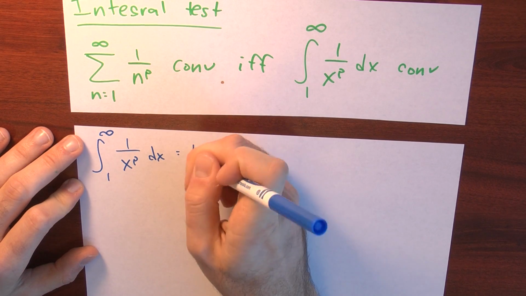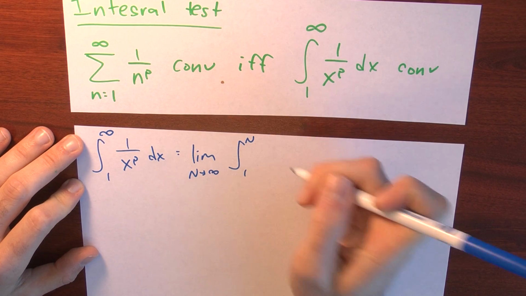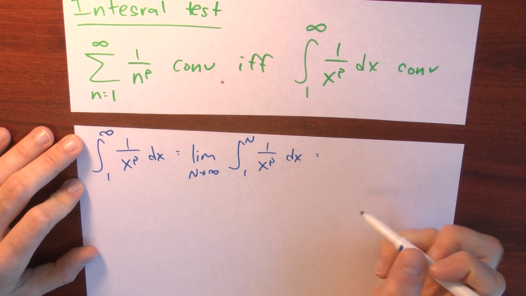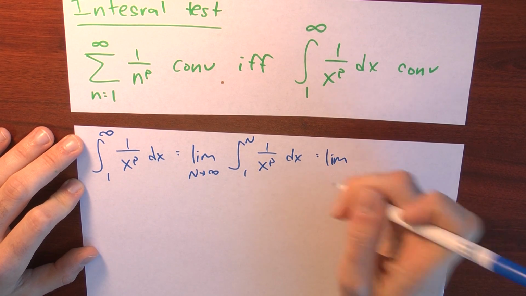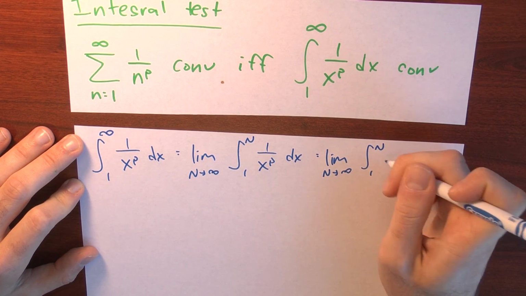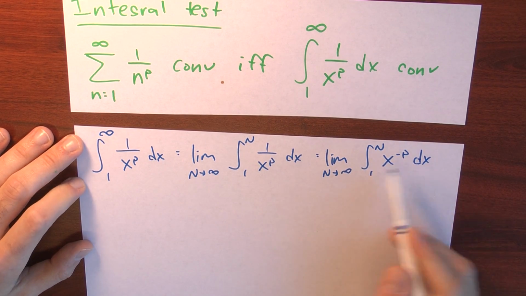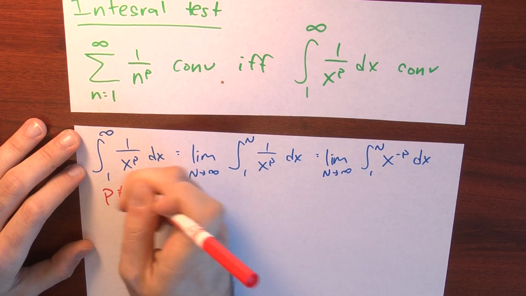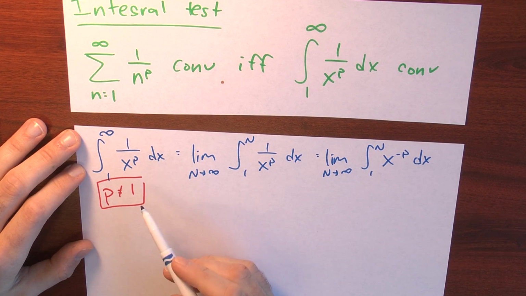And by definition, this is the limit as N approaches infinity of the integral from 1 to big N of 1 over x to the p dx. And now, instead of writing 1 over x to the p, I could write x to the minus p. So this is the limit, N goes to infinity, of the integral from 1 to big N of x to the minus p dx. Now I want to evaluate this, so I really want to assume that p isn't 1. Because I'm going to write down an antiderivative of this, and different things happen, right, if p is 1.